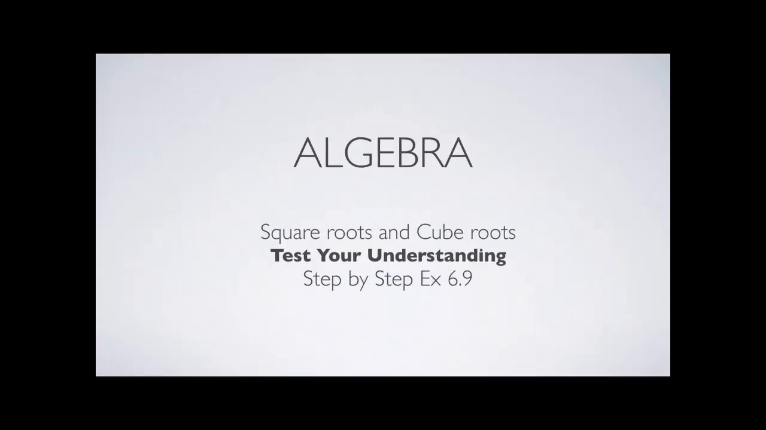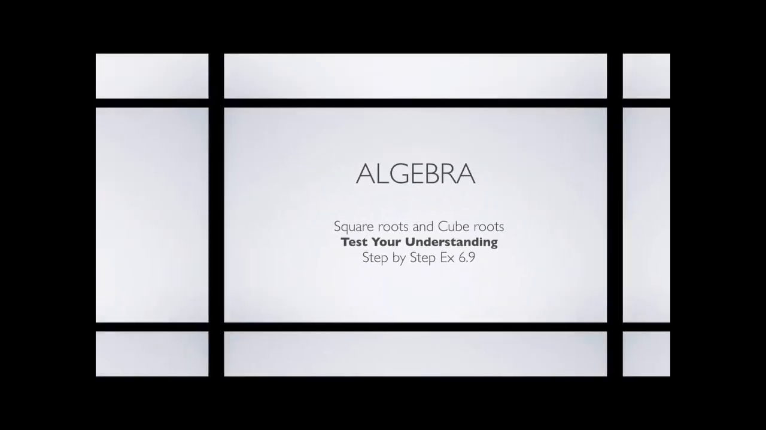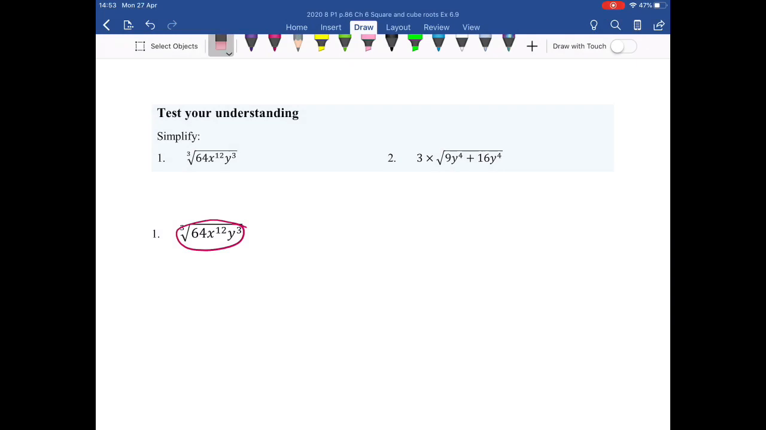Now that you've had a chance to go and see if you understand the work, let me explain. This is one term, so I'm going to look at signs, numbers, letters. The cube root of a positive is positive. I then look at my numbers. The cube root of 64 is 4.